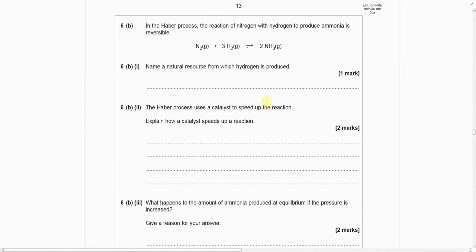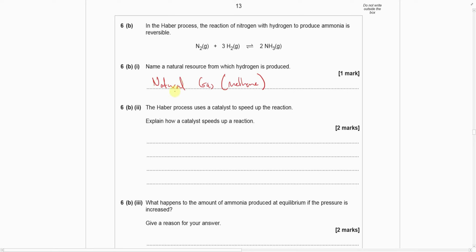In the Haber process, the reaction of nitrogen with hydrogen to produce ammonia is reversible. Name a natural resource from which hydrogen is produced. There's a few where we can get hydrogen. I think the main one it's probably looking for is natural gas. So there's bits of hydrogen locked up in there, natural gas. You can have methane. I've just checked the mark scheme, it does say allow water as well. Obviously you could run electrolysis on some water to get hydrogen as well. I think it's a lot cheaper to get it from the natural gas than using all that electricity.